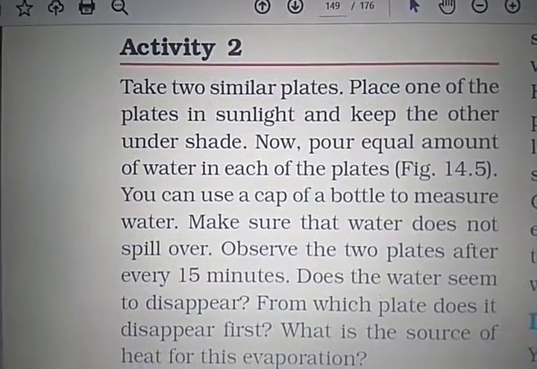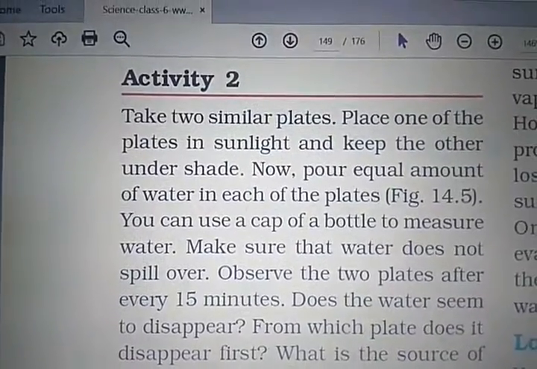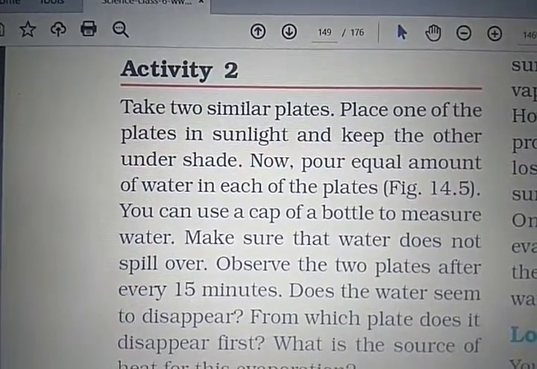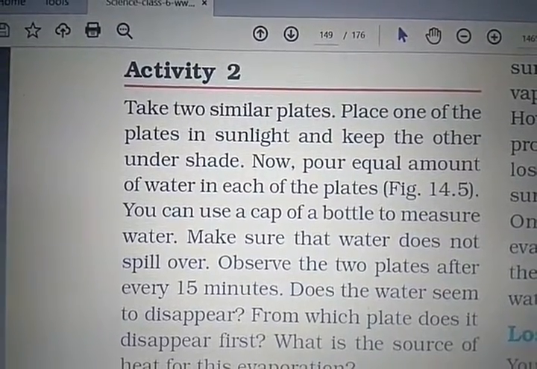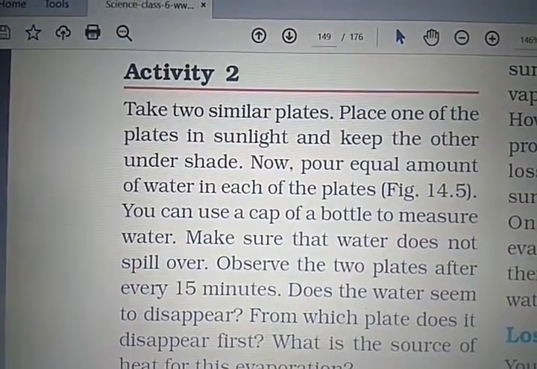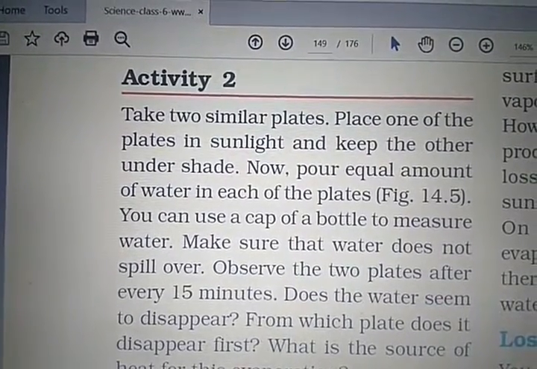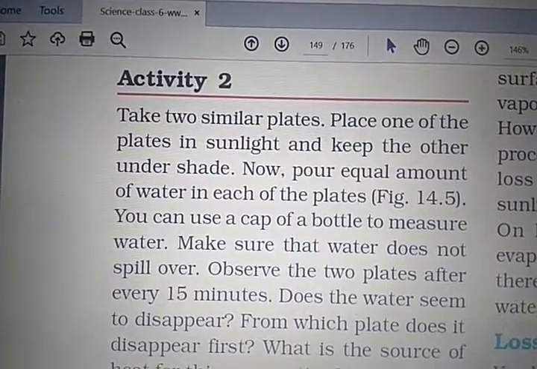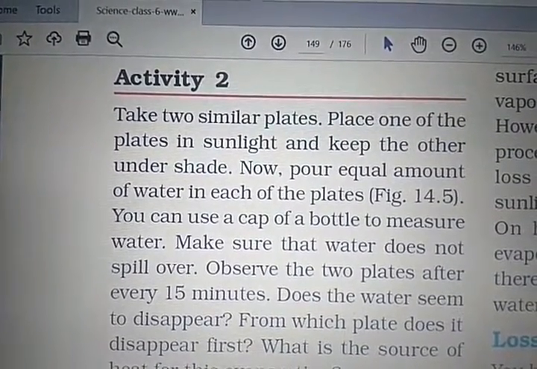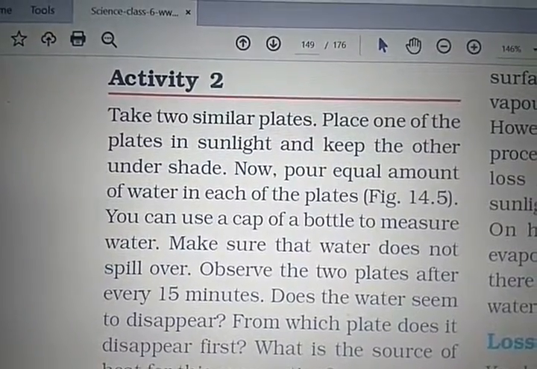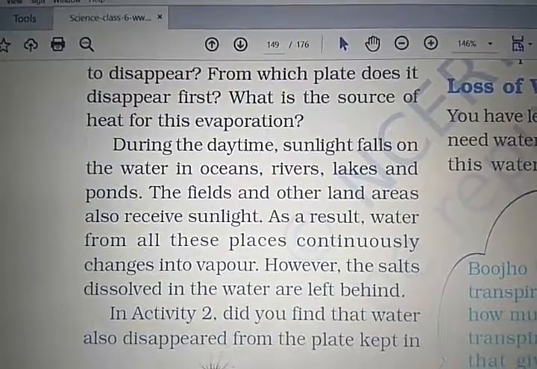For that purpose, we can do this activity: take two similar plates, place one of the plates in the sunlight and keep the other under shade. Now pour an equal amount of water in each of the plates. You can use a cap of a bottle to measure the water. Make sure that the water does not spill over. Observe the two plates after every 15 minutes. Thus the water seems to disappear. Here you can see from which plate the water disappears first.